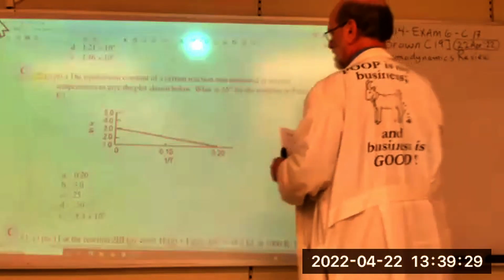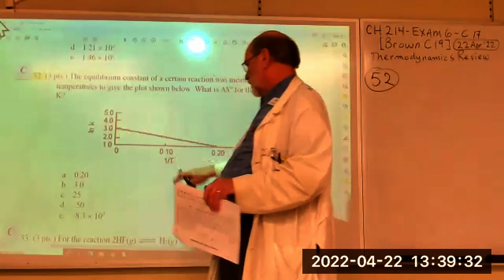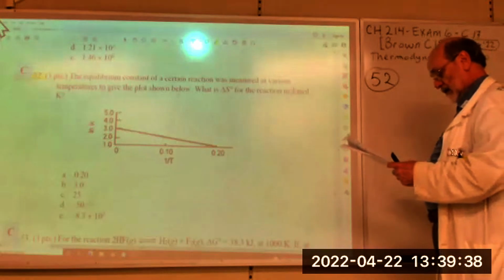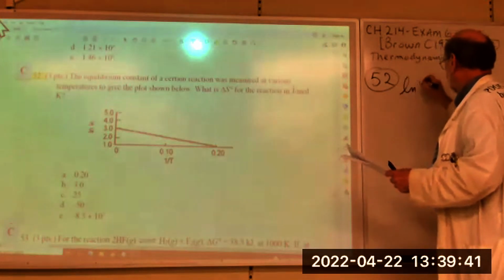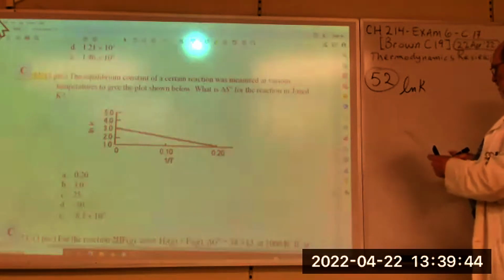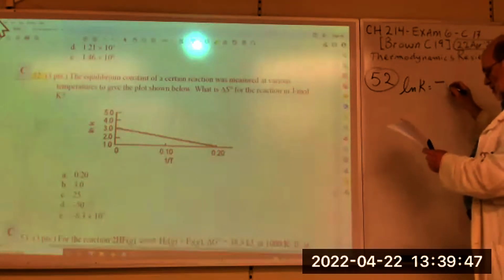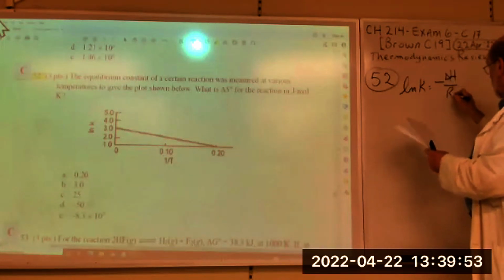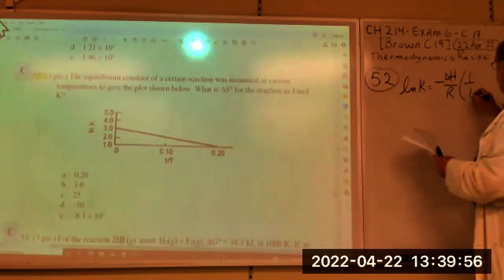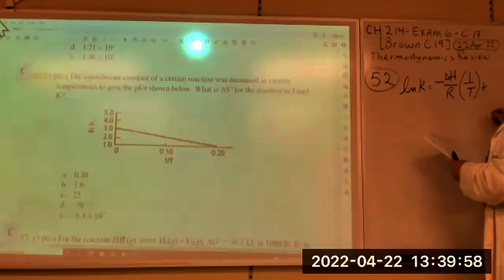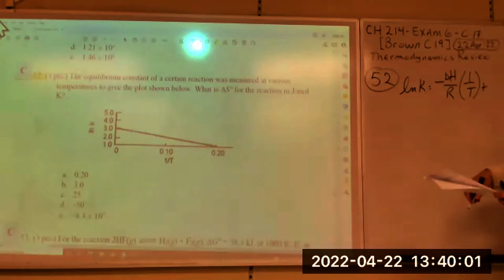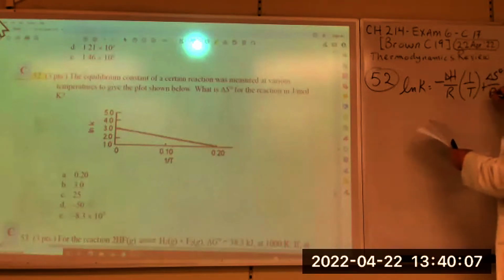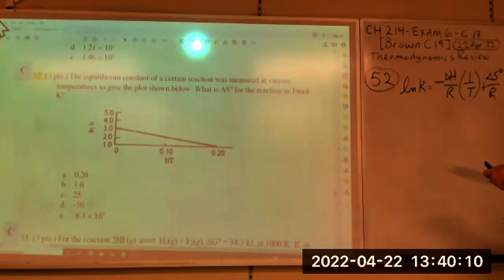This plot, log K against 1 over T, is referencing this equation here. Natural log K equals minus enthalpy over R times 1 over T, plus delta S0 over R. I can stay on the board if I write small. Yeah, it's still on the board.